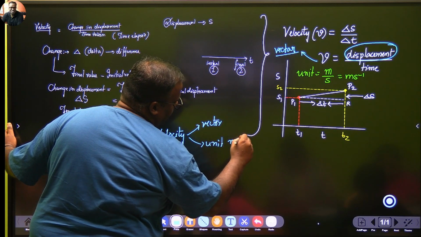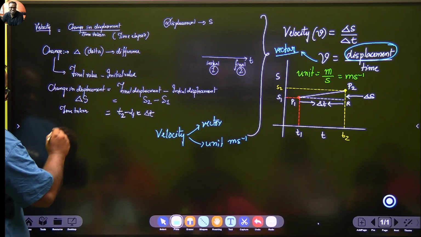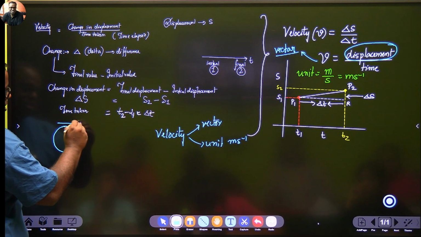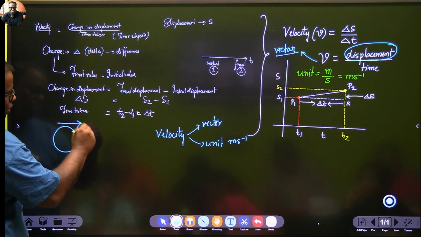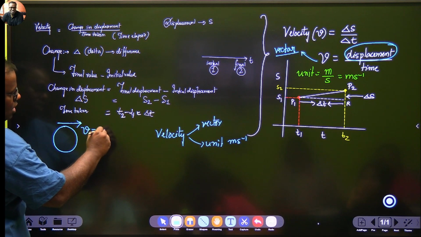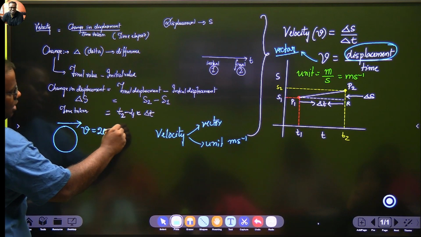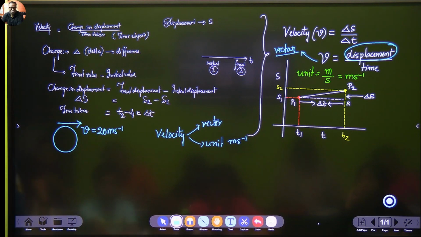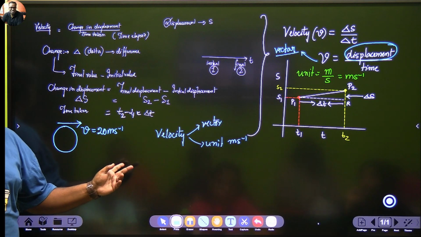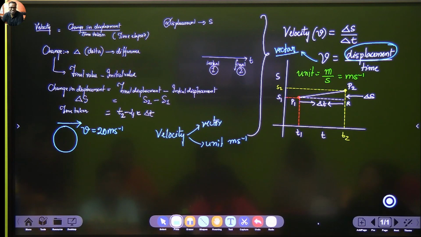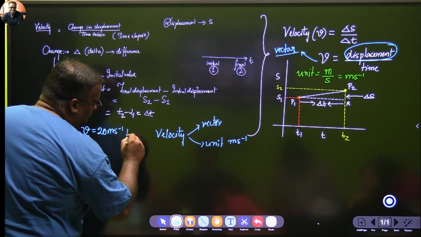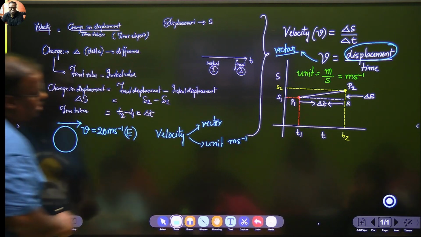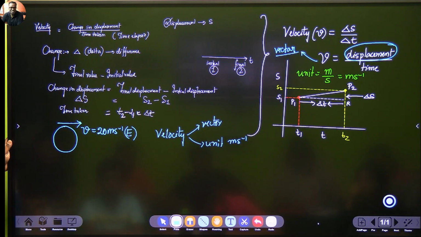Meters per second. That means if I have a body and let's say this is moving with a velocity v which is equal to say 20 meters per second, this is not sufficient information because it is what? It's a vector quantity. I should be saying that it is 20 meters per second and I should also specify the direction that it is going towards the east side. समझ में आया? करेक्ट. इतना तक समझ में आया?